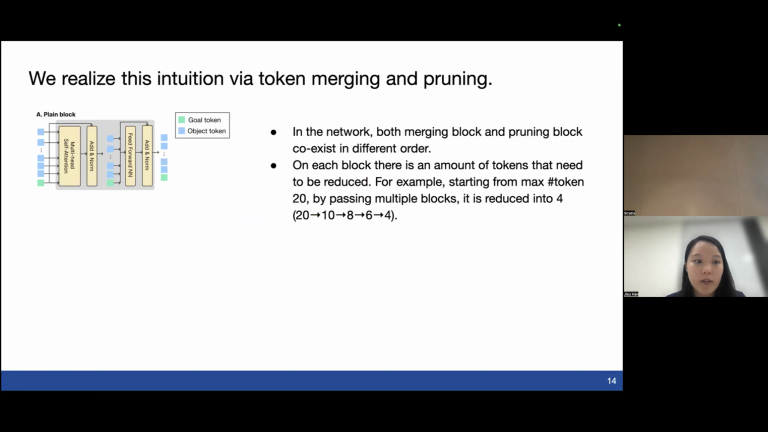And this would be the basic plain block, which you can see on the left figure. But instead of using this transformer basic plain block, we use the merging and pruning blocks that coexist in a different order. So starting from the mask token of 20, by passing each block, it would reduce into a small amount of object tokens.